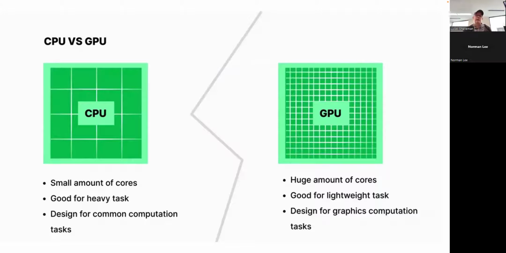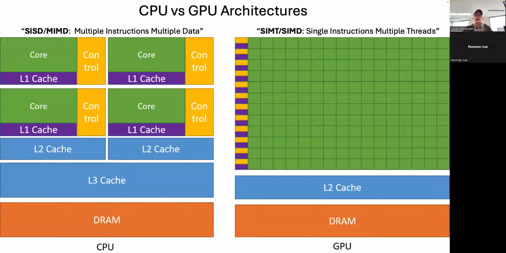A GPU, on the other hand, has a huge amount of cores. I'm talking about thousands or tens of thousands of cores per GPU, but they're really kind of dumb cores. They're really good for doing very simple, lightweight tasks, but there's a bunch of them, right? And they're optimized specifically for doing graphics computations.